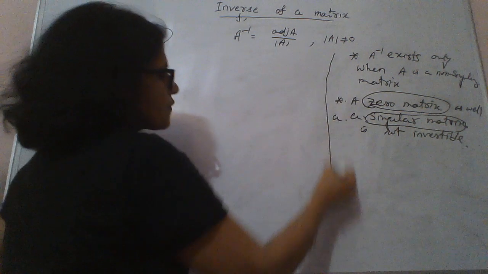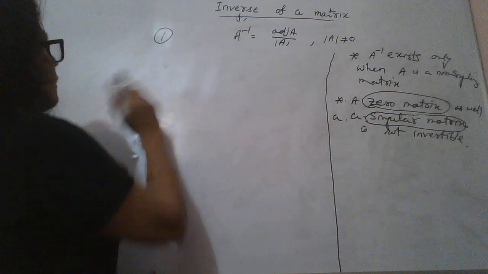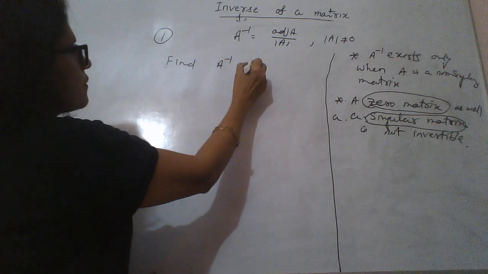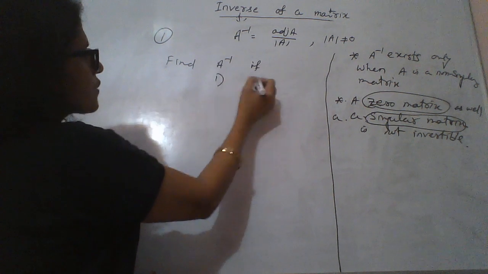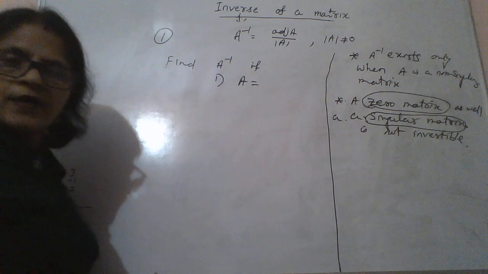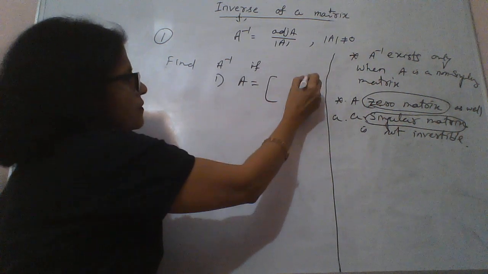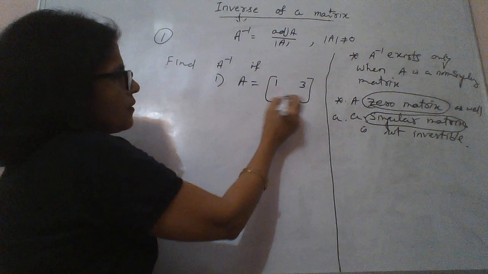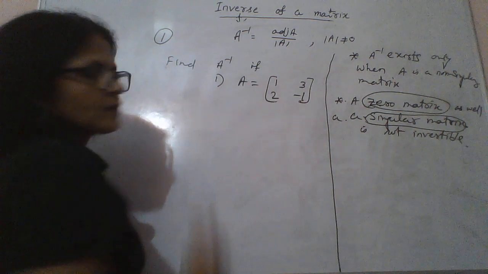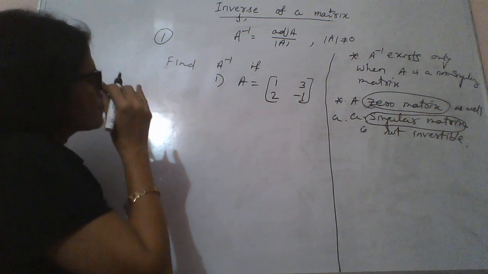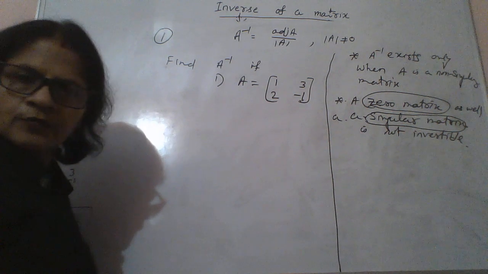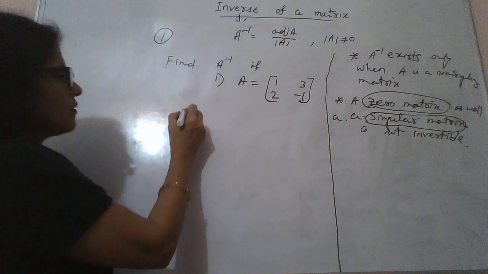So let's take some questions based on this. Find A inverse if, first case, let's take a simple one, a 2 by 2 matrix. So maybe I can take 1, 3, 2, minus 1. Okay. So now let's check whether it is invertible or not. If it is invertible, we can find A inverse.